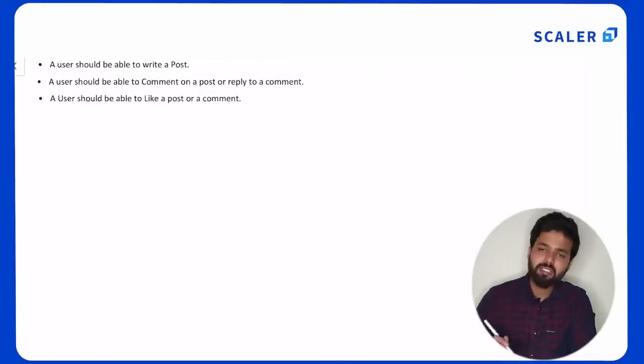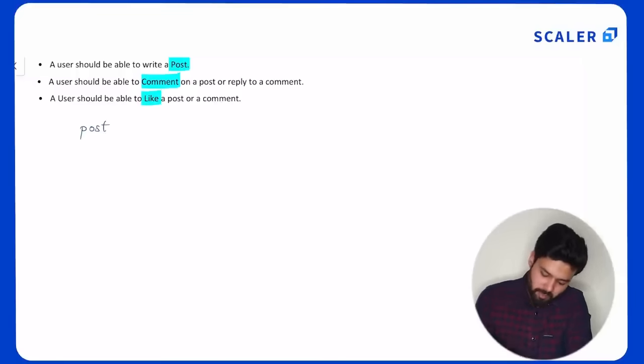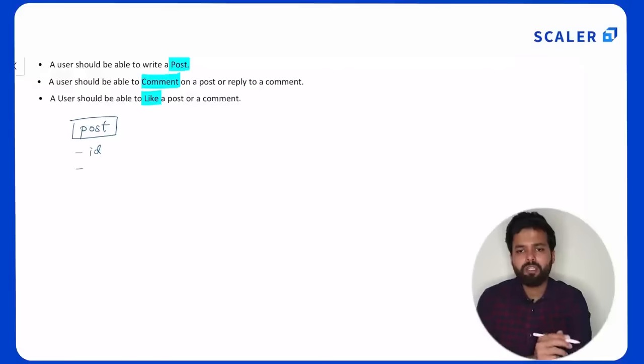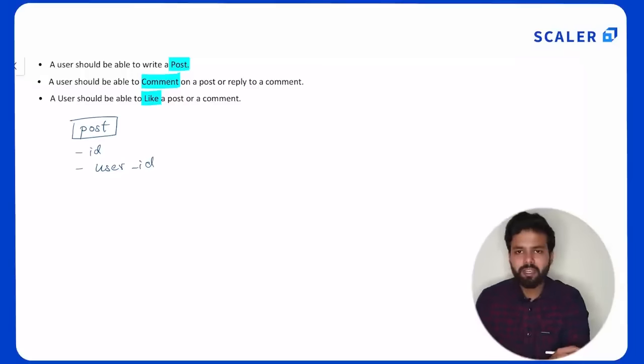The last set of entities that I'm going to talk about is post, comment and like. Let's go ahead and create entities for all of them. So there will be a post entity. Inside this post entity, we'll have an ID. Now, what is the relationship of a post with a user? One user can have multiple posts, whereas the reverse is not true. One post will be written by just one user. So let's add user ID in the post entity table.